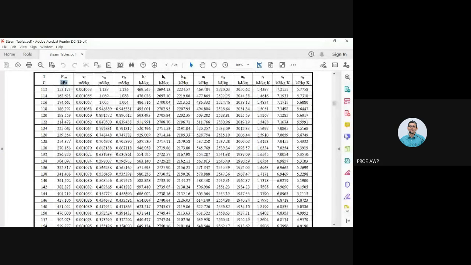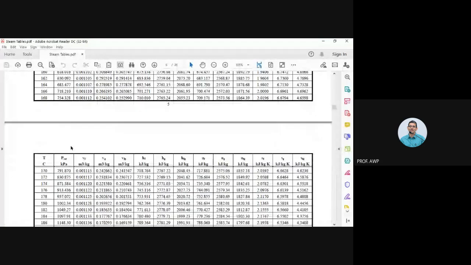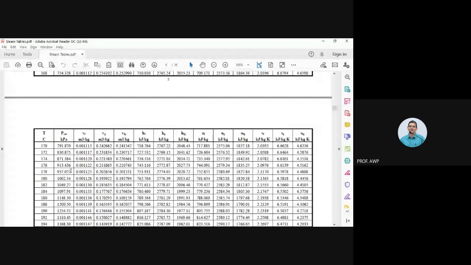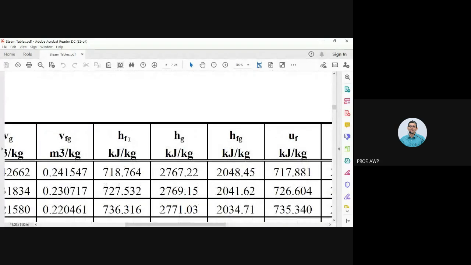So 10 bar means 1000 kilopascal. 1000 kilopascal is here. Do you see this? Yes, sir. So temperature would now be 180 degrees centigrade. Latent heat. This HFG is the latent heat. HF is the enthalpy of saturated water. Hg is the enthalpy of saturated steam. HFG is the latent heat.